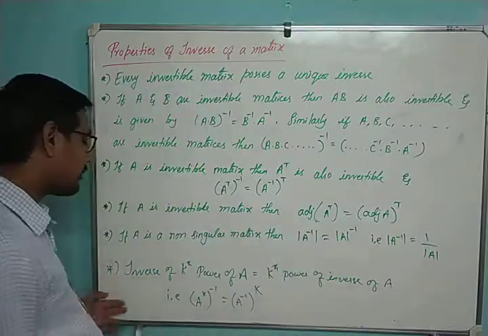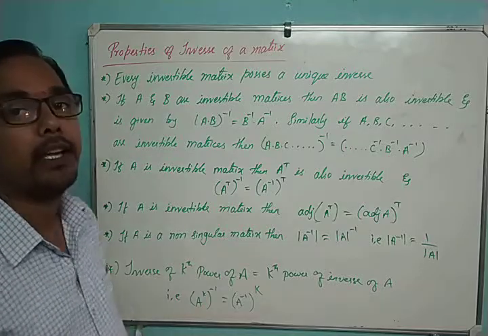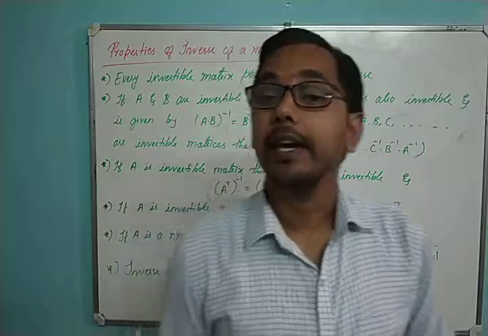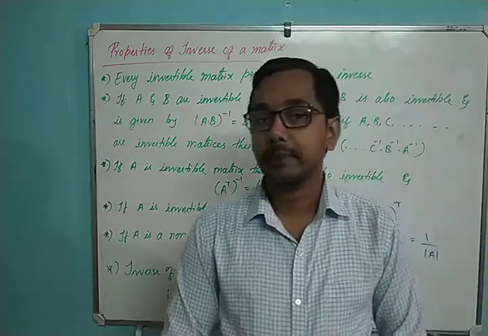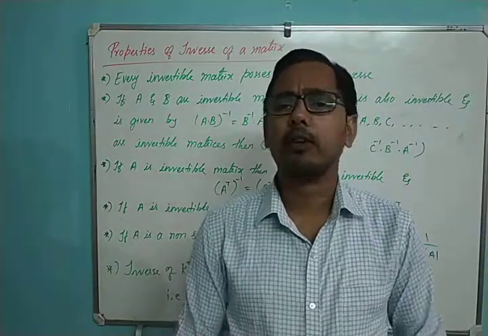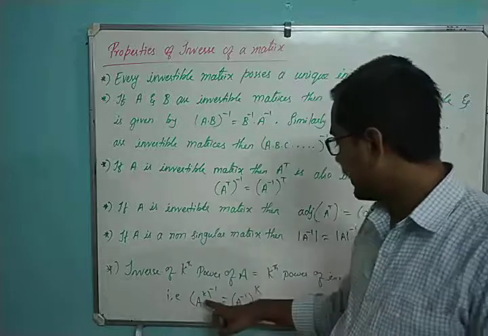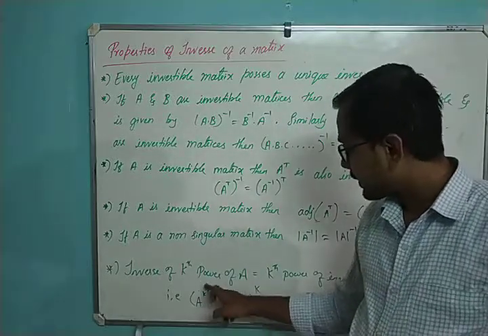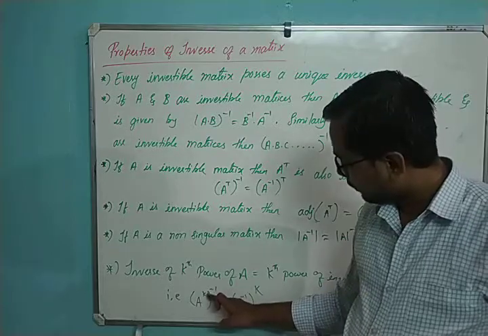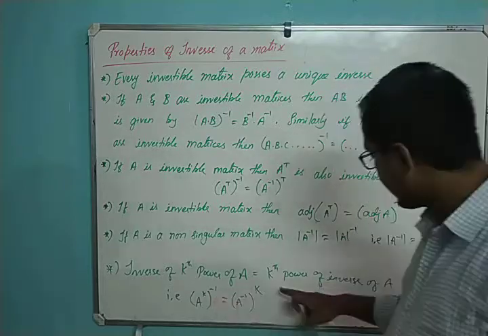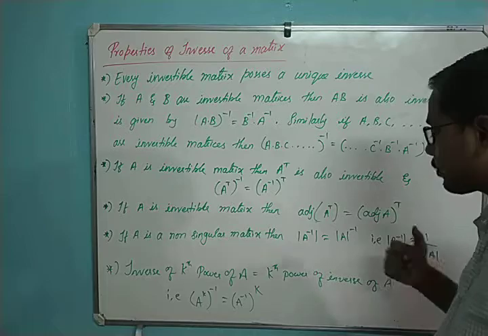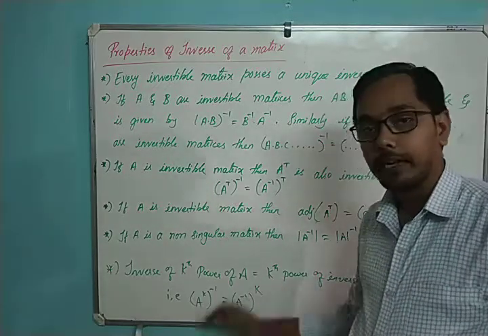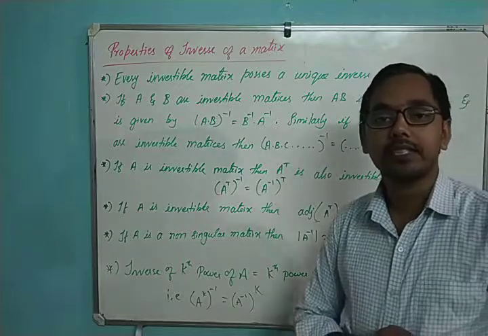And lastly, the inverse of the kth power of A is equal to the kth power of the inverse of A. The kth power of A is A to the power k. The inverse of this, A to the power k whole inverse, is nothing but the kth power of the inverse of A. This is also a condition which is given.